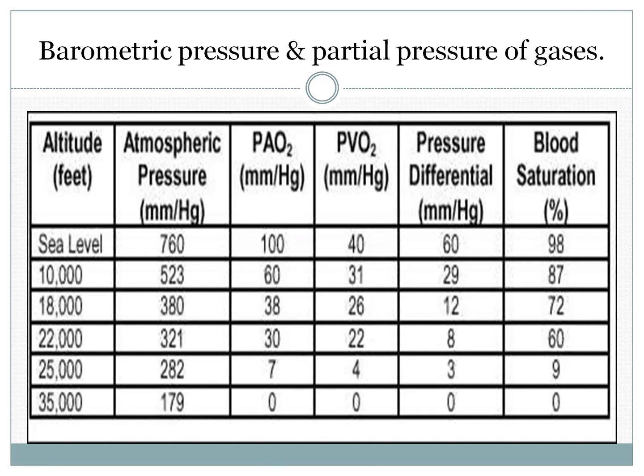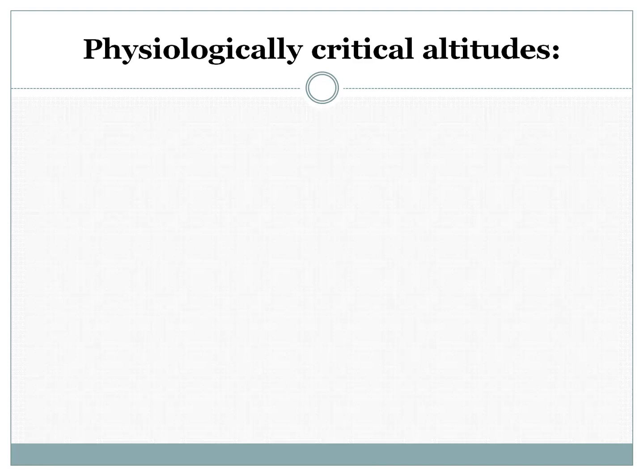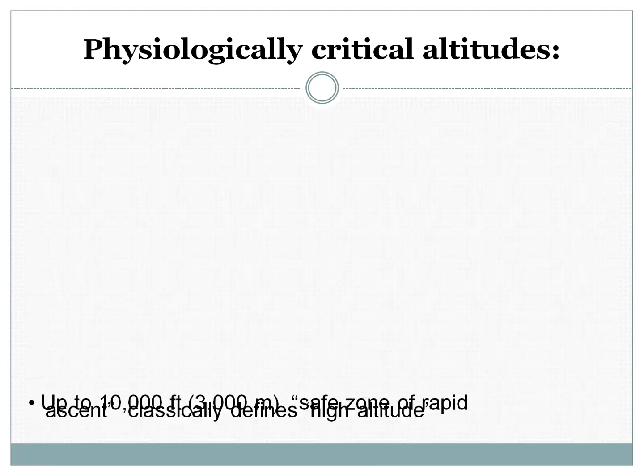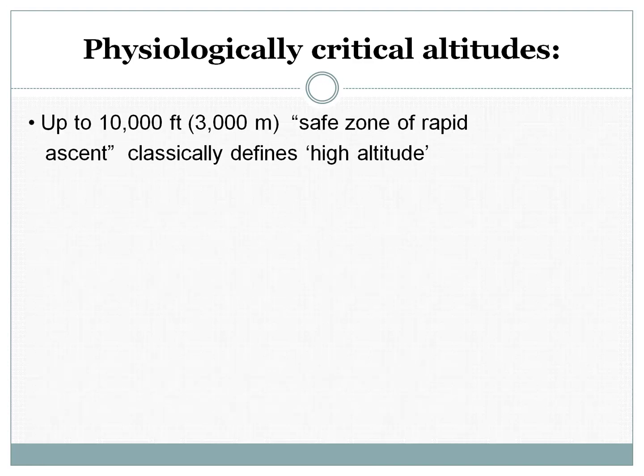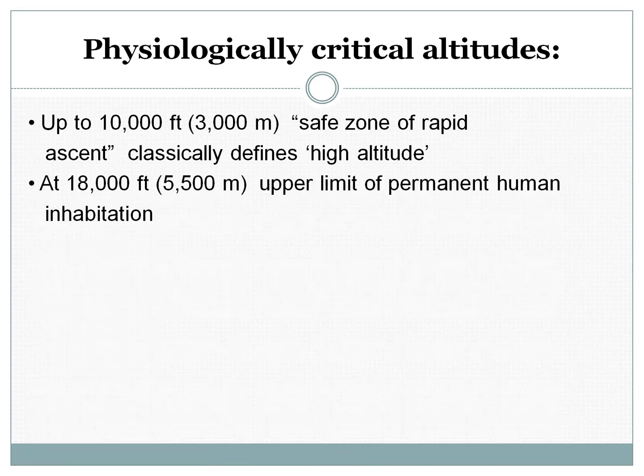So a very negligible amount can be delivered to the tissues. So these are the altitude changes and the partial pressures which are measured. You have to remember what the critical altitudes are physiologically. Up to 10,000 feet, it is known as high altitude and it is considered the safe zone of rapid ascent.